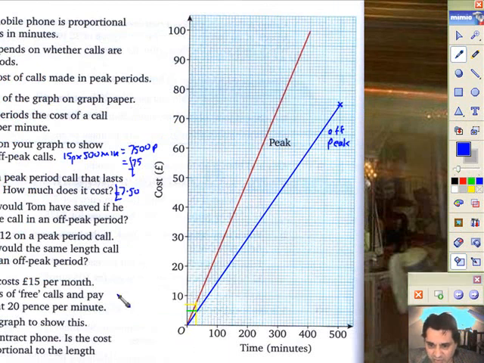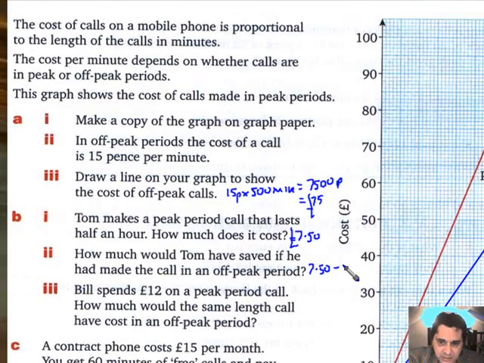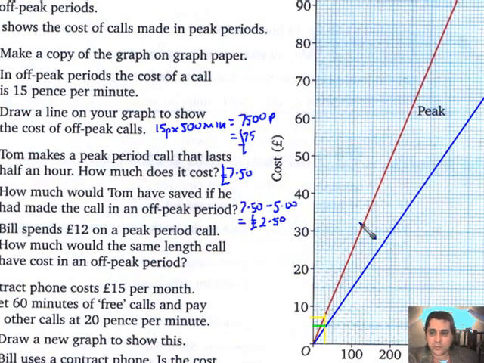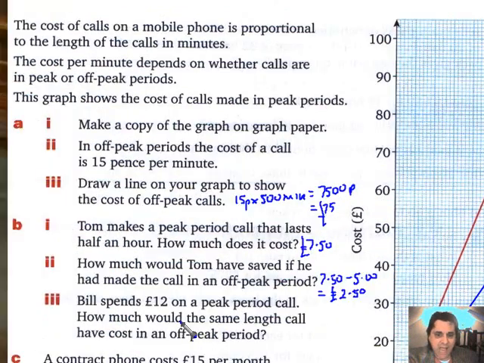So you saw how I did that. I hope the camera zoomed in on that little region there. How much would he have saved? Well, that's going to be my £7.50 peak, take away my £5, so I would have saved £2.50 had I waited patiently and gone off-peak. Now, next part, Bill spends £12 on a peak period call, so I'm going to use the red line in a minute. How much would the same length call have cost in an off-peak period?